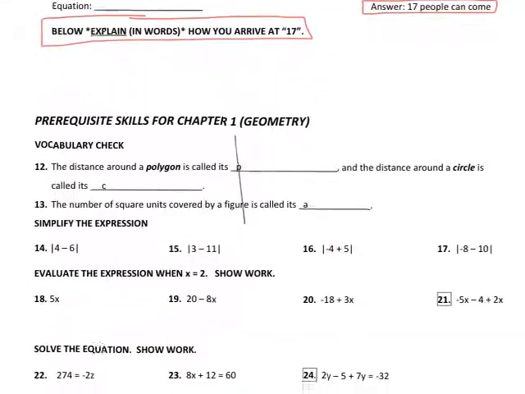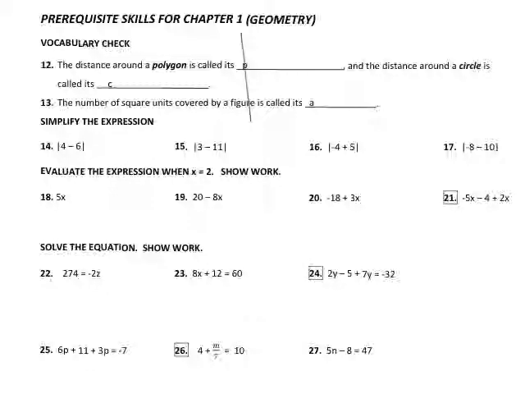Okay, let's go ahead and take a look at a couple of these terms. I have a term here that starts with a P, and the definition is the distance around a polygon. The distance around a polygon is called the perimeter.